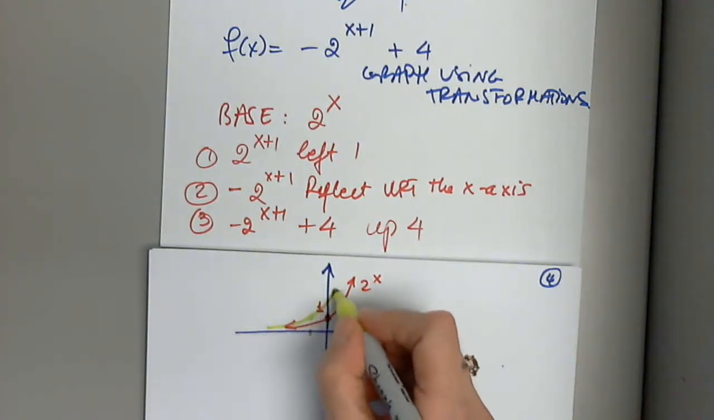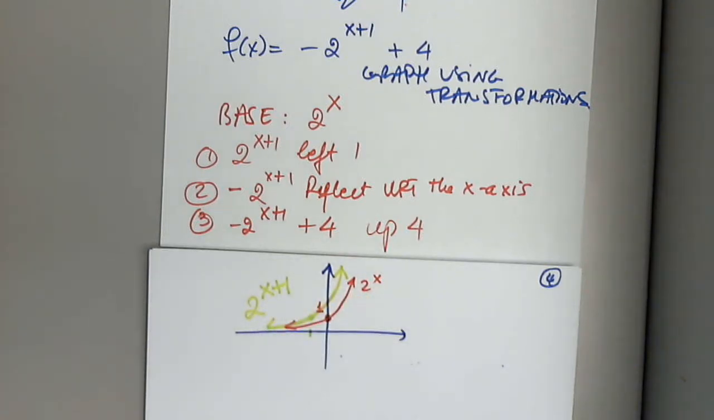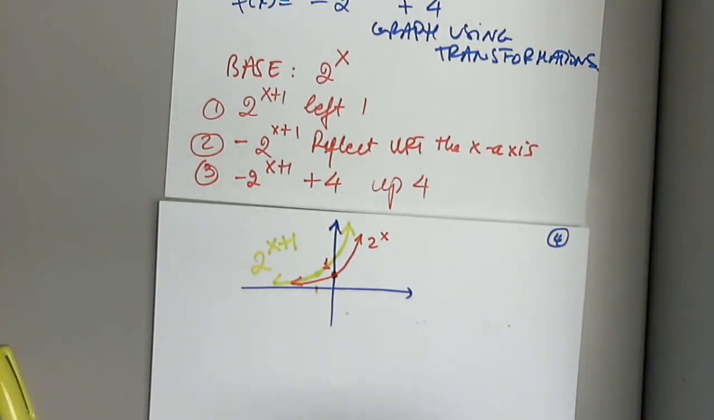So this is 2 to x plus 1. Very good. What do I do to the green graph now? You already told me to reflect it. Give me the indicator point. Where does it go now?